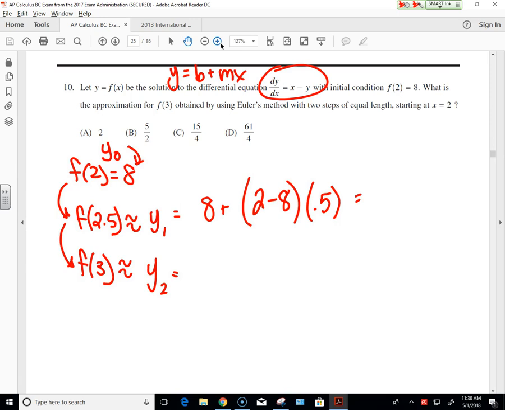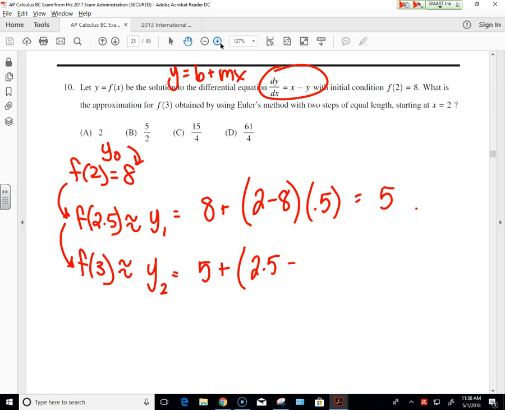So then I would go ahead and, ooh, no calculator, go team. So 2 minus 8 is negative 6. Negative 6 cut in half is negative 3. 8 minus 3 is 5. You guys agree? So then we would go ahead and go one more. 5 plus, plug in the x and y of the previous point.